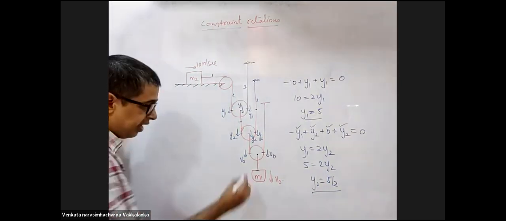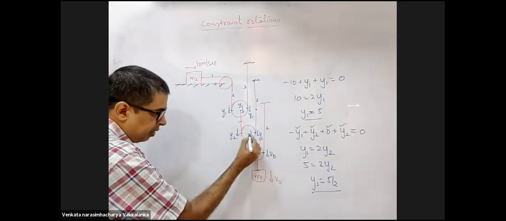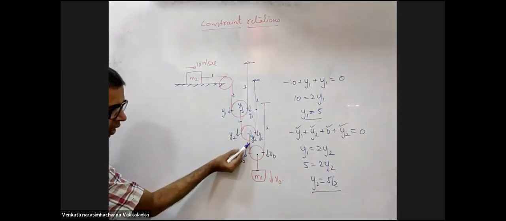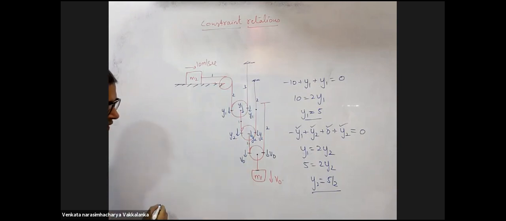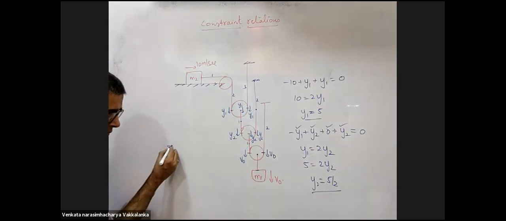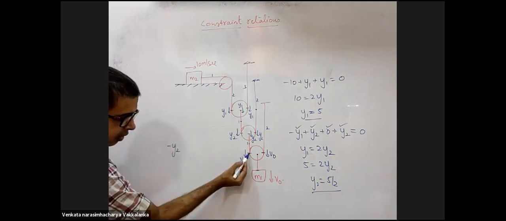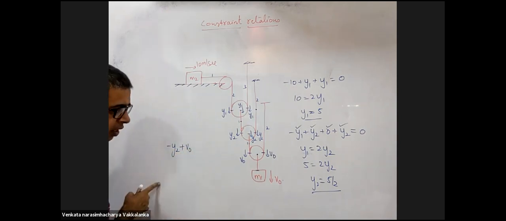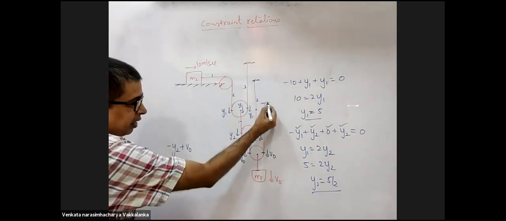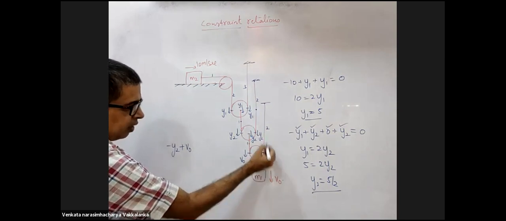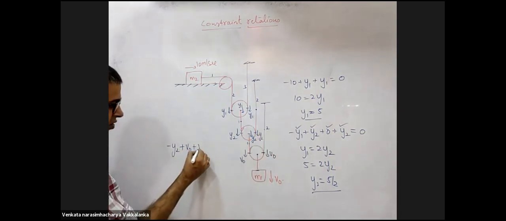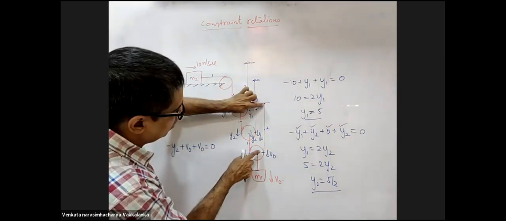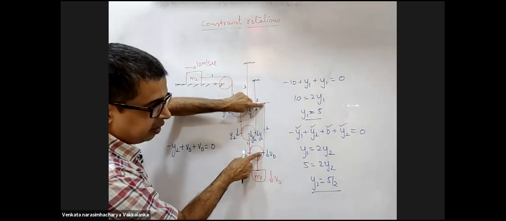Now comes the last one. Segment 1, segment 2 of this particular string. Segment 1, upper end is approaching the center by a distance of minus y2, lower end is moving away from the center of the segment, plus V0. Segment 2, upper end is fixed, lower end is moving away from the center of the segment, plus V0. Sum total is 0.